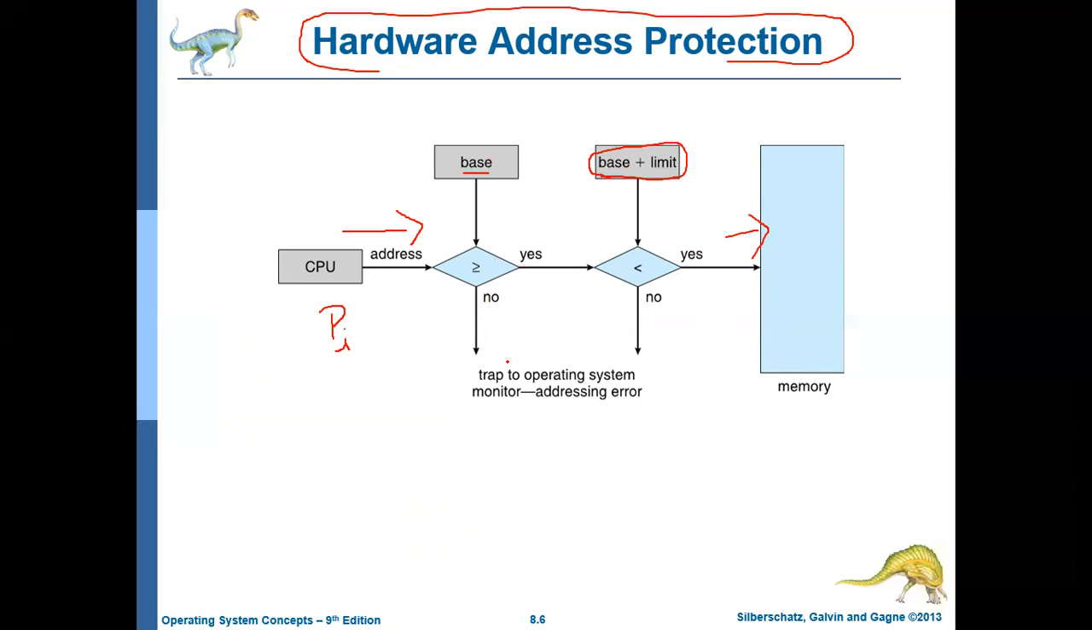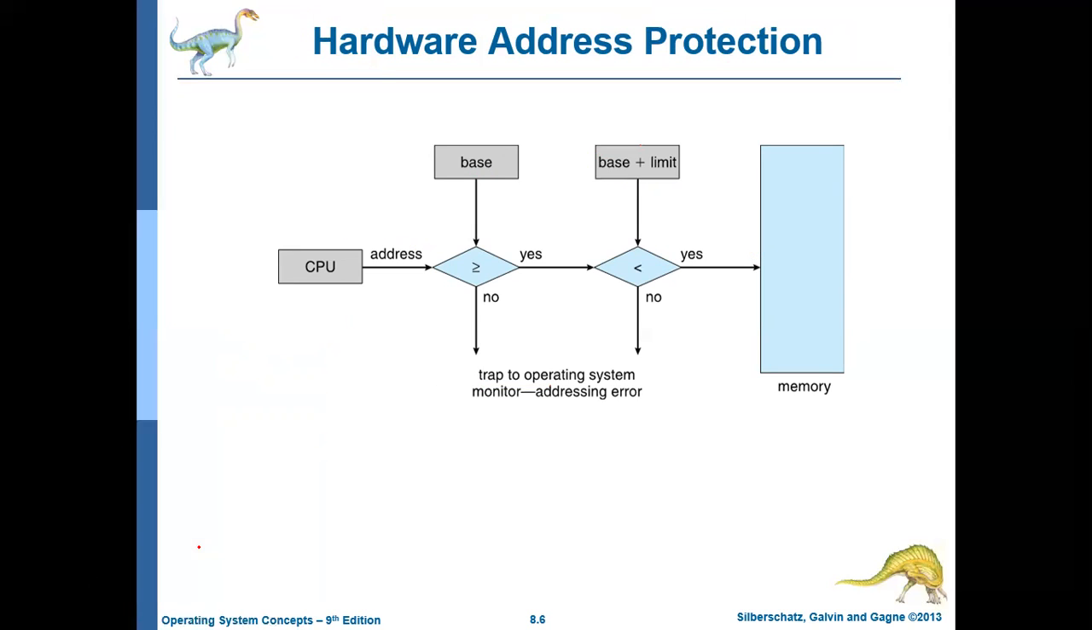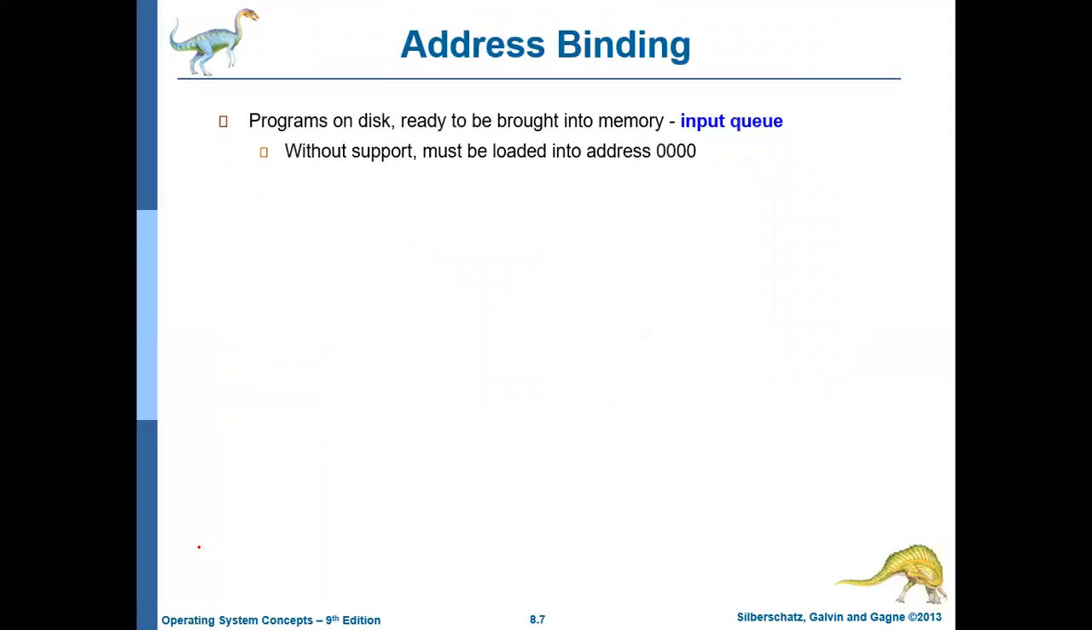If anywhere a no comes, then a trap will be created to the operating system, stating that there is an addressing error. So this is how controlled access to the memory, or protection or correct operation of memory, is ensured. Fine. Now let us move to the next important concept, which is called address binding.